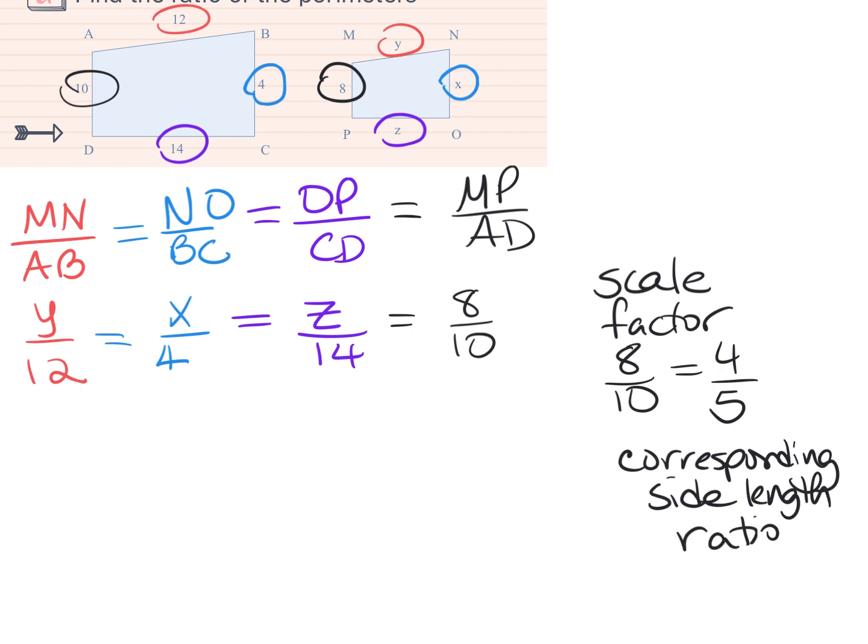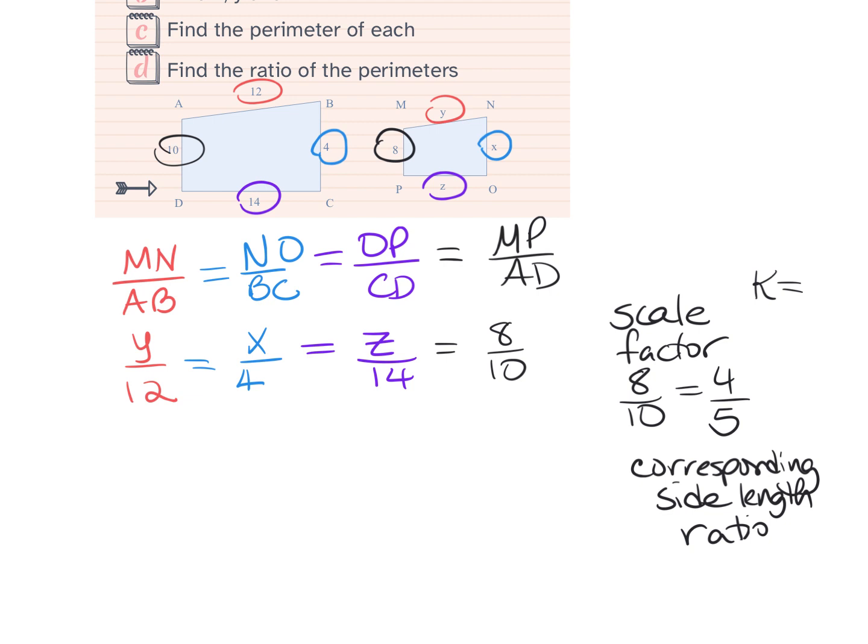Now, when you're doing the homework tonight, number 2 is going to have the variable K, and K is the scale factor. So when you get to number 2, it's going to have K equals, and what they want for K is the scale factor. And again, it's what did they multiply the original figure by to get the new one.